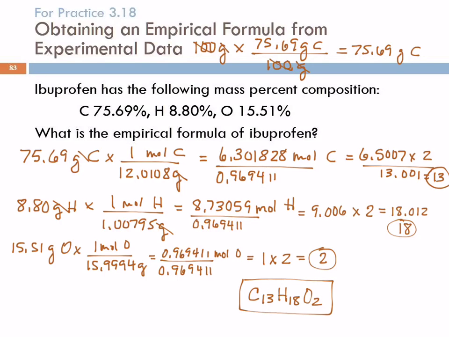You could use a different sample size, but then you'd have to do calculations to find the mass of each element. Okay? Any other questions?